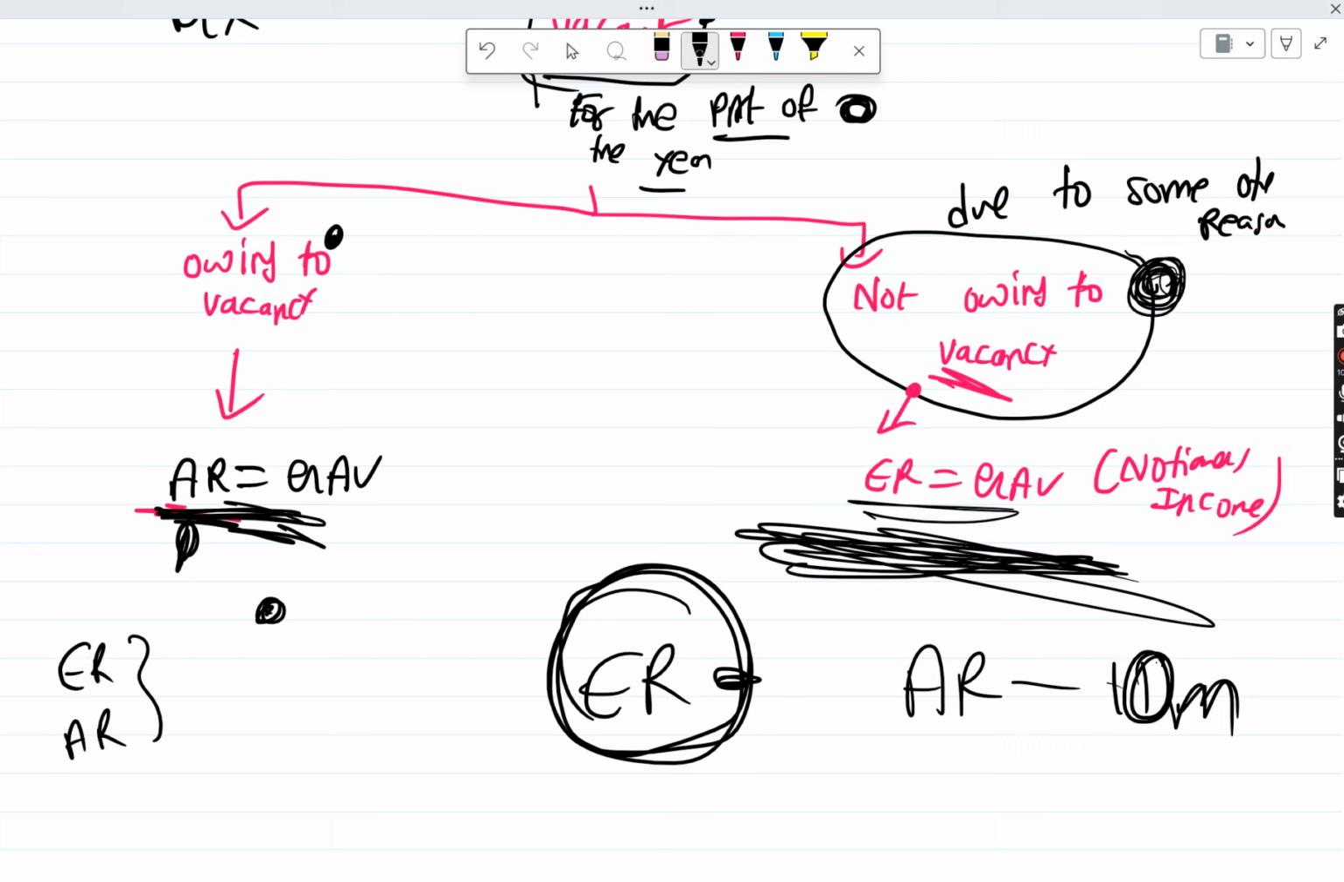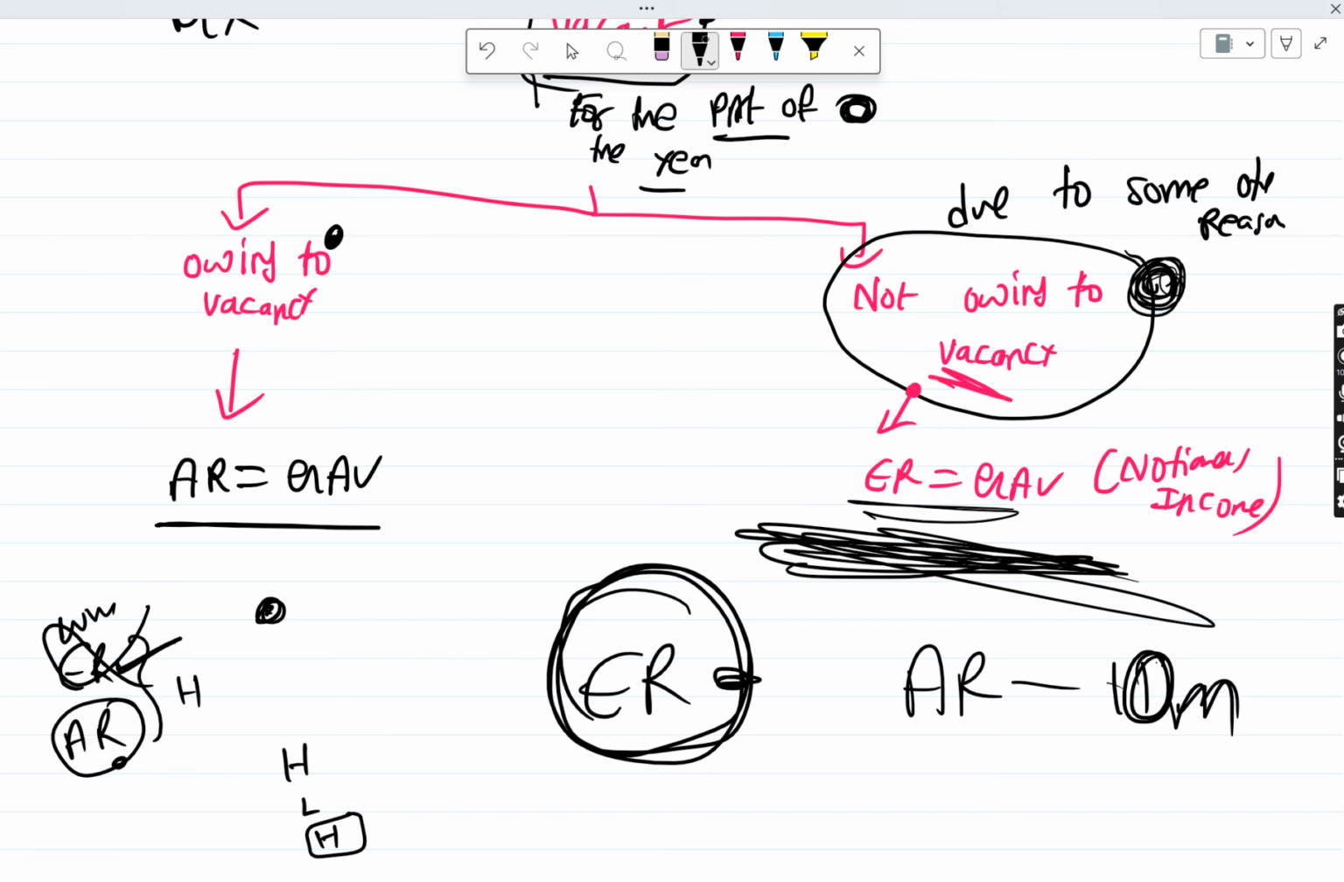We will take expected rent or actual rent, whichever is higher. See, there are 3 steps we do: high, low, high, right? Normally expected rent will be higher because expected rent is for the whole year. Actual rent will be lesser because there is a vacancy. So we will consider it a genuine case, and here we don't take expected rent, we take actual rent as GAV.